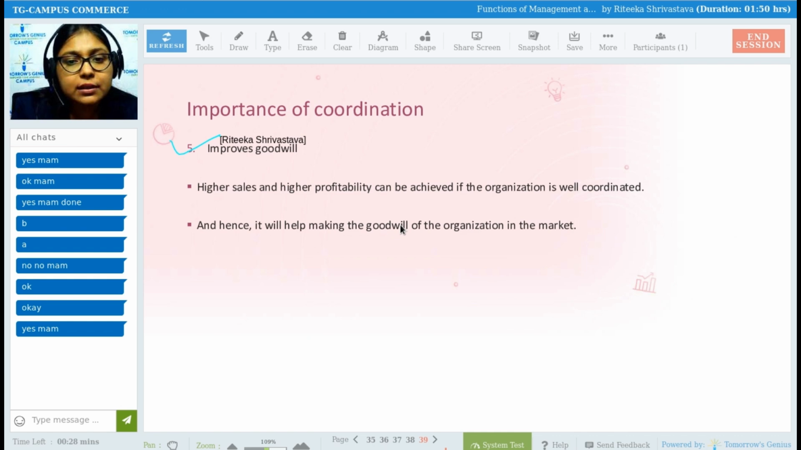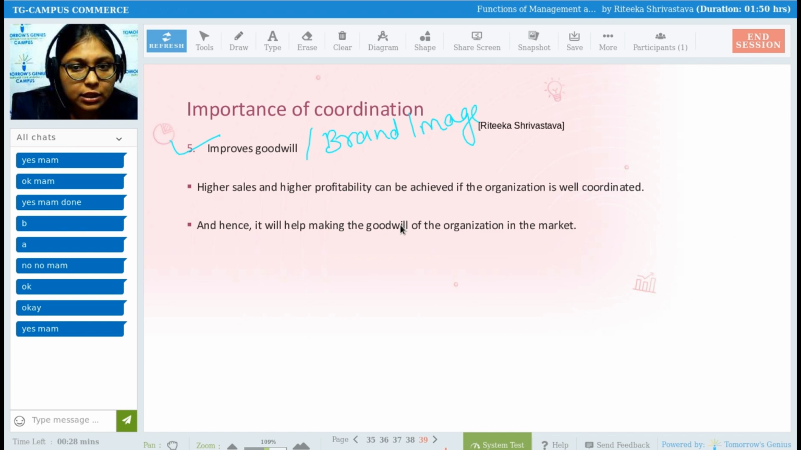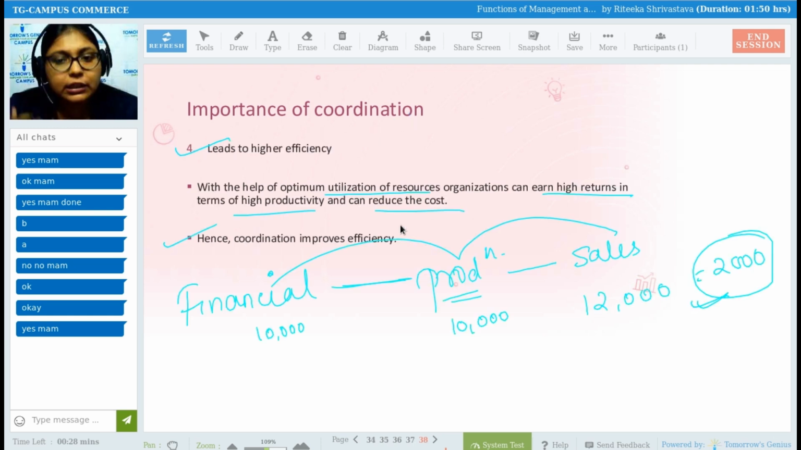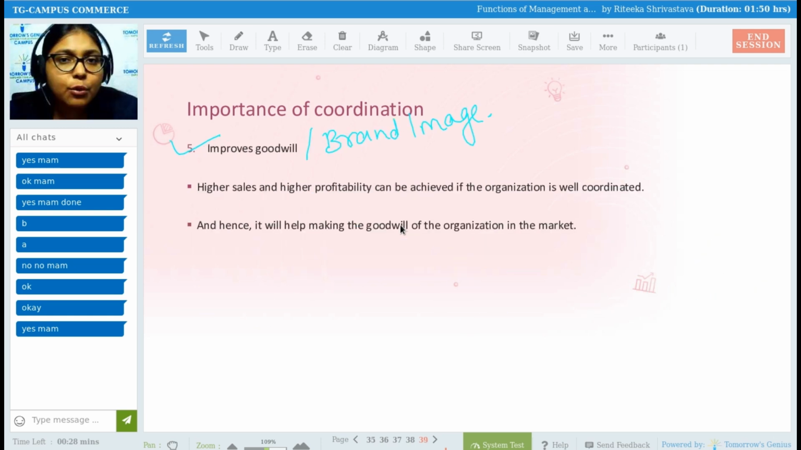Then it improves goodwill. Goodwill is nothing but the brand image or the image of the organization. If you are working cordially with each other, if there is a positive environment and good working culture, everybody would like to work in your organization. Efficiency will increase. That means now you have generated profit. So if any stakeholder, any investor, supplier, anybody sees from outside, they will feel, okay, this organization is very good because it has a good efficiency level. It always incurs profit. That is how the brand image is built.